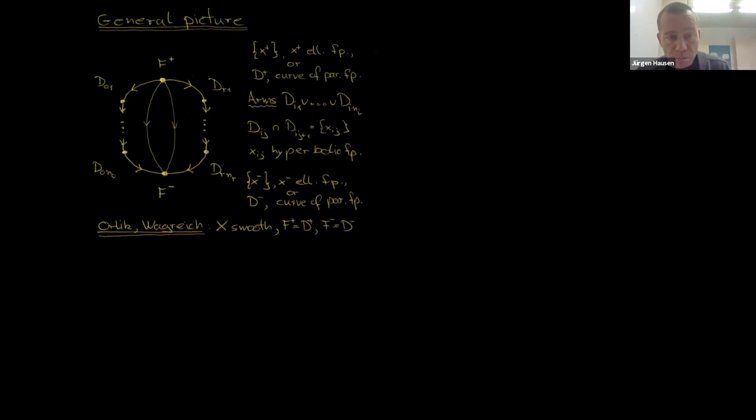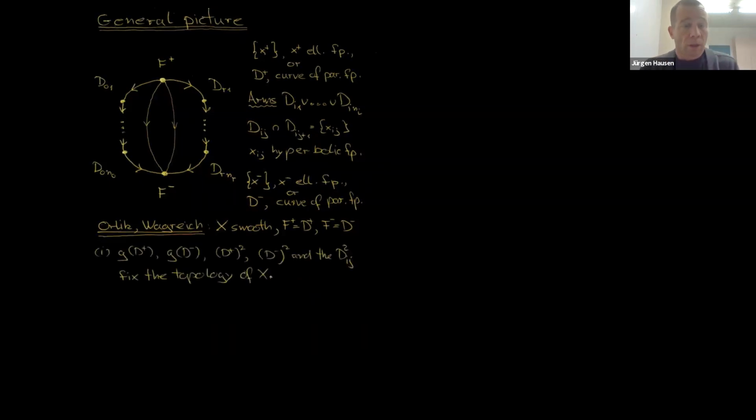Now here's one of the theorems of Orlik and Wagreich. Suppose that X is smooth and the source as well as the sink of the action are both curves. Then the genus of these 2 curves, which is in fact one and the same, so they are of the same genus, together with the self-intersection numbers of these curves and the self-intersection numbers of all the curves in the arms, these data fix the topology of X.